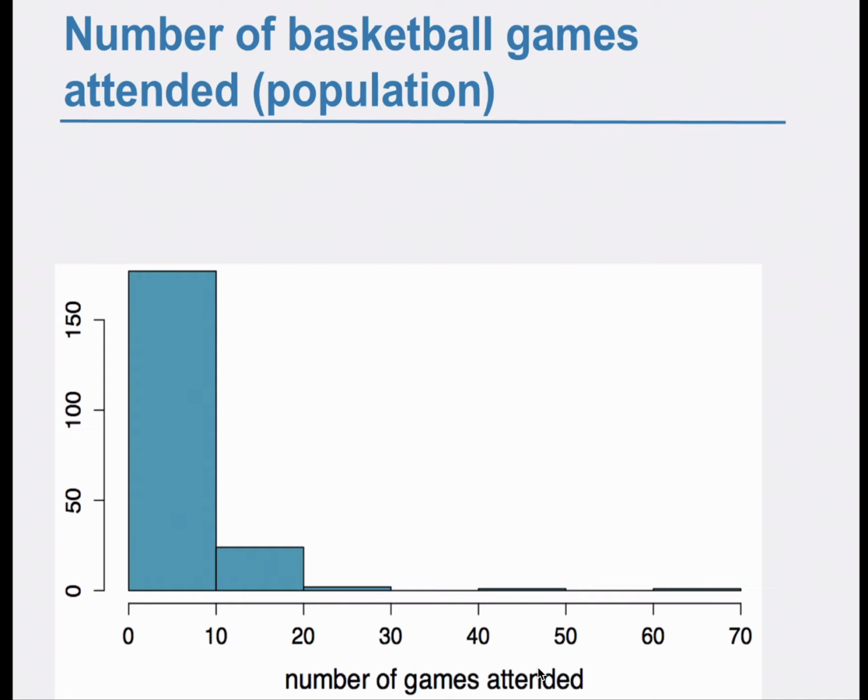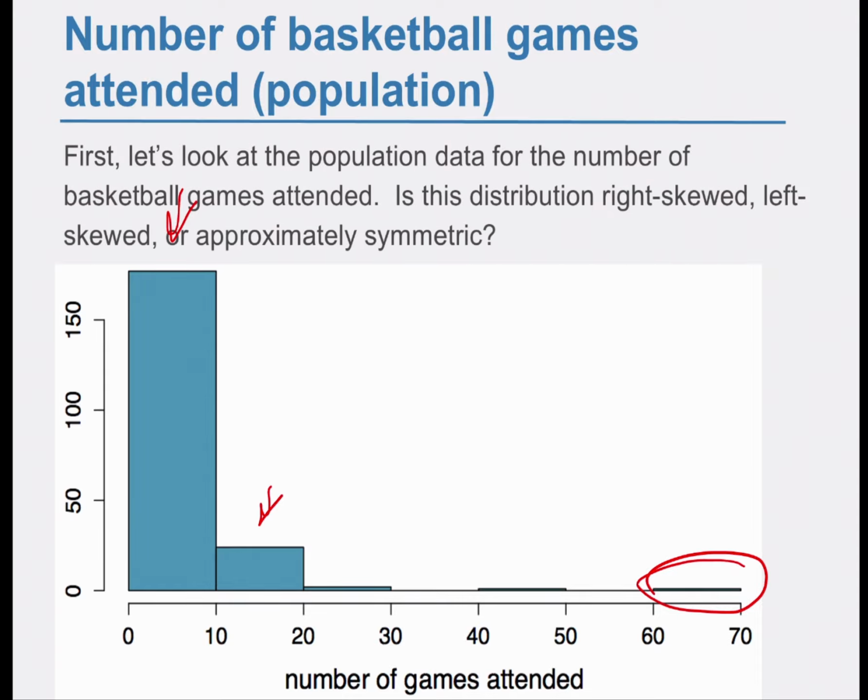So this distribution is very skewed. Most people attend 0 to 10 basketball games. We got a few people that attend up to 20, and then very small numbers of people who attend more than 20, including some outliers over here that attend 60 to 70 games. So, very right-skewed data.